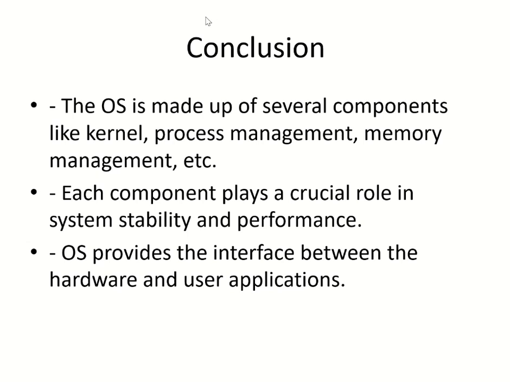There are different types of operating systems, including batch, multi-programming, time sharing, multi-user, and real-time systems. An operating system manages memory, processes, files, and input-output devices. And a conclusion for an operating system: the OS provides the interface between the hardware and user applications.